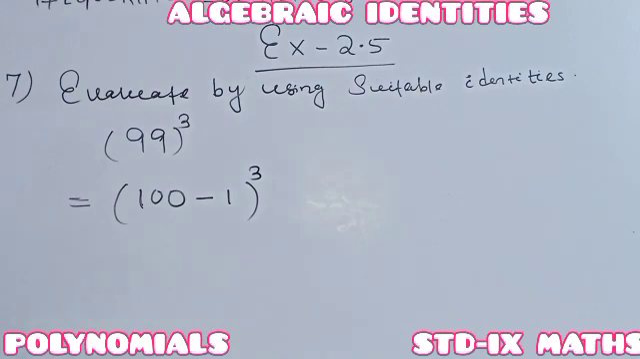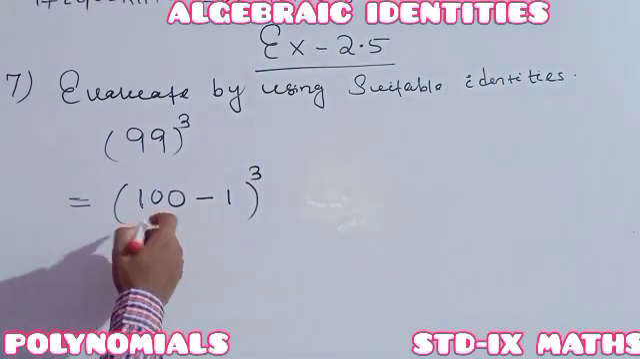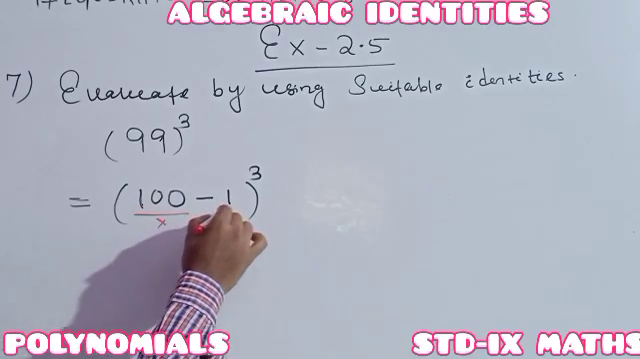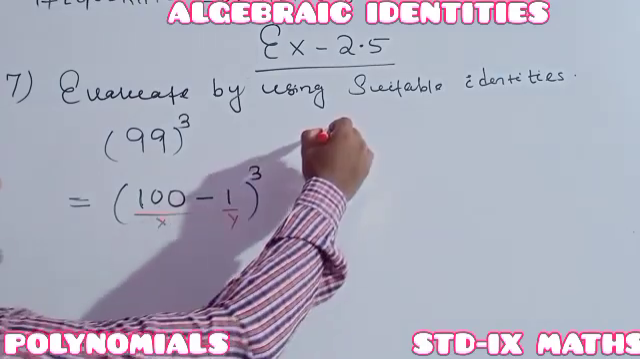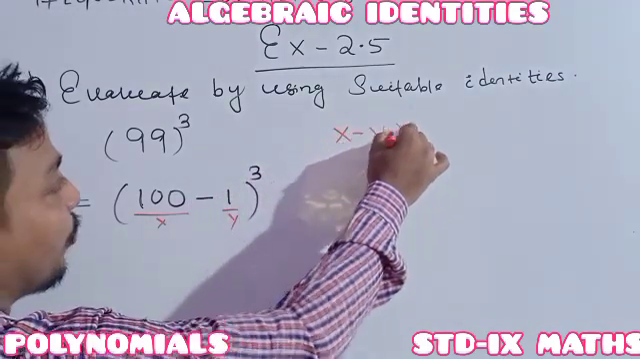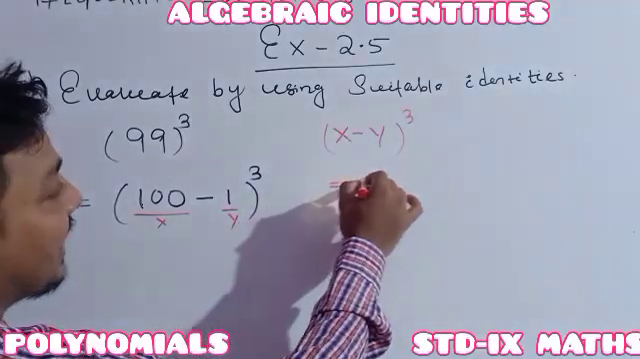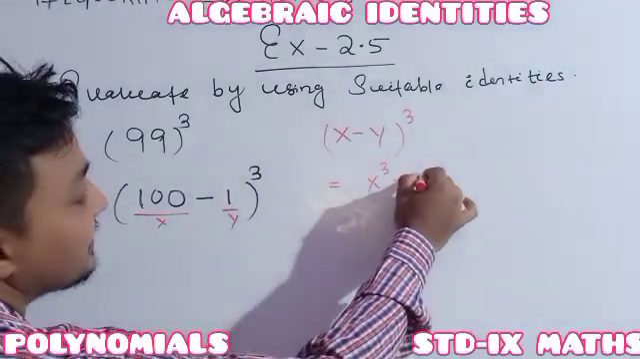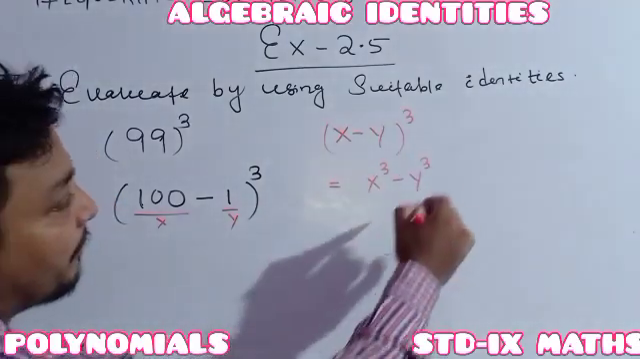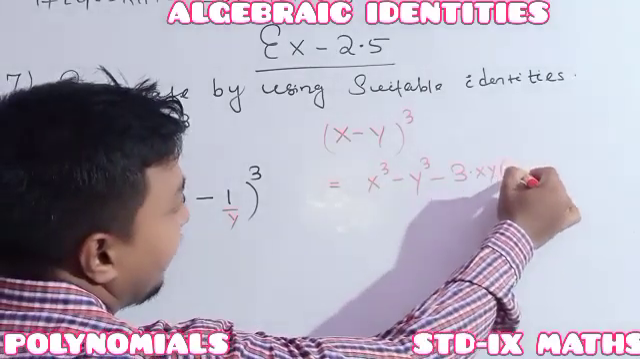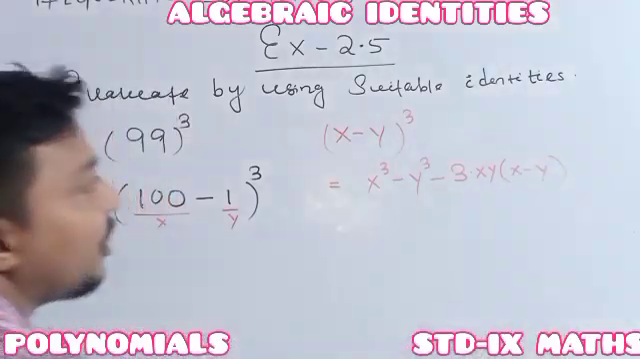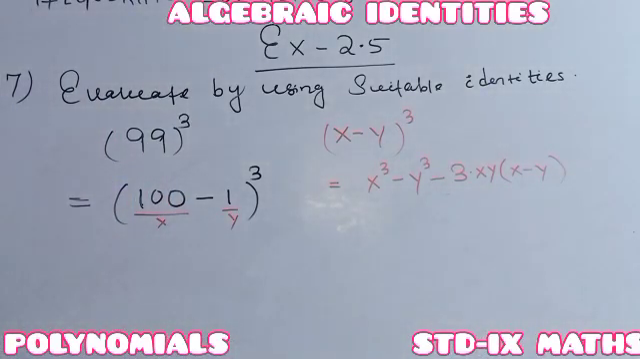And everyone knows perfectly it is already arranged in the form of x and y. This one is in the form of x, this one is in the form of y. And everyone knows the formula of x minus y whole cube. It is our first term its cube, minus second term its cube, minus 3 into first term into second term, whole into x minus y. Understood or not understood?